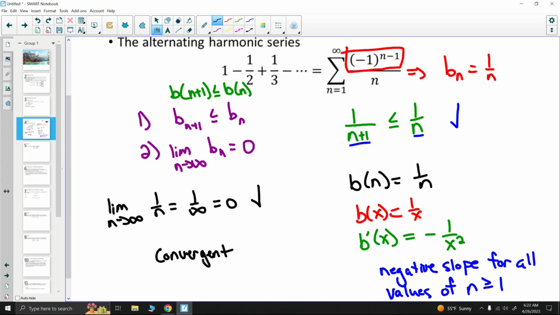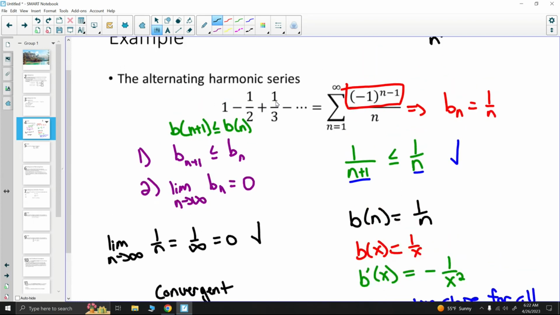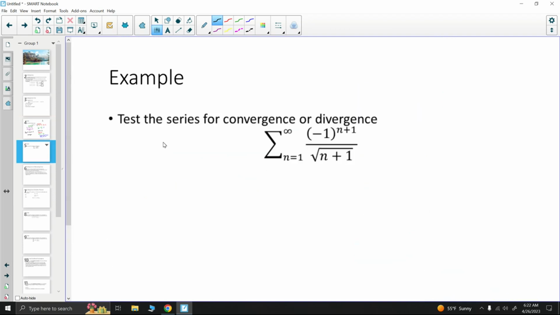So we can show then that this alternating series converges, and in fact the alternating harmonic series does converge. So the harmonic series doesn't, but the alternating harmonic series does. Okay, so let's take a look at another one. We're going to test this series for convergence or divergence. So we want to see, is this convergent or not?